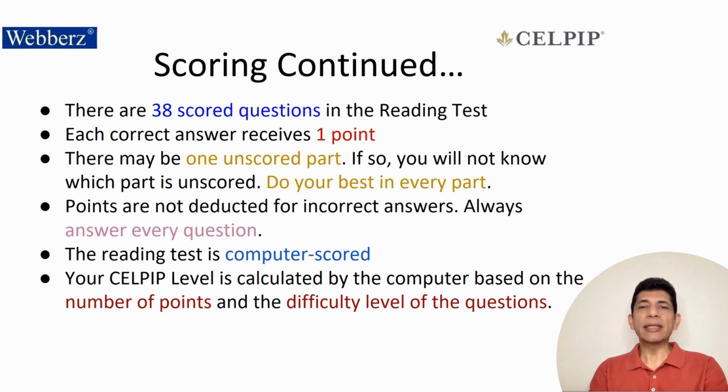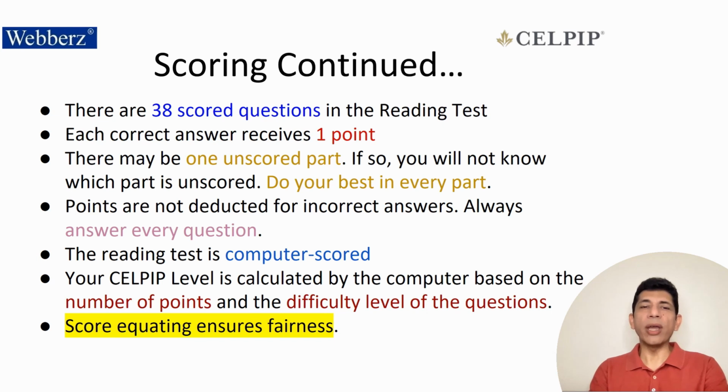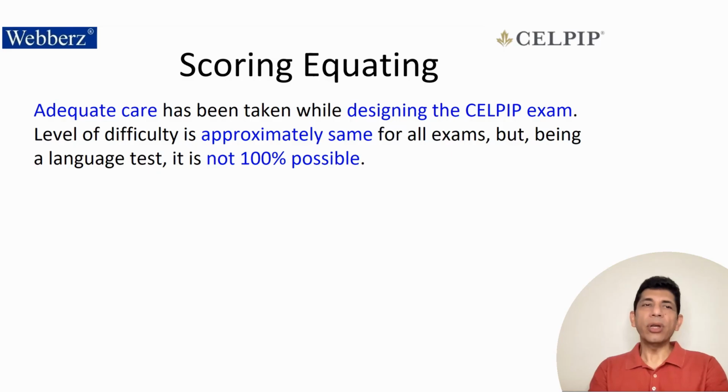Your Celpip level is calculated by the computer based on the number of points and the difficulty level of the questions. The last point is very important. It is called score equating, which means to ensure fairness, all scores are equated on a similar scale. So let's understand this in detail. What is score equating?